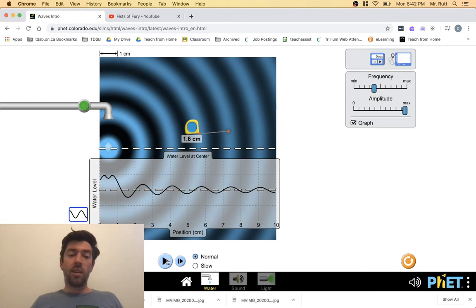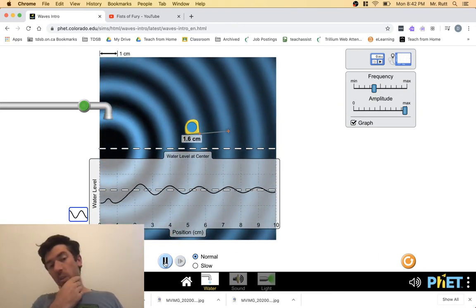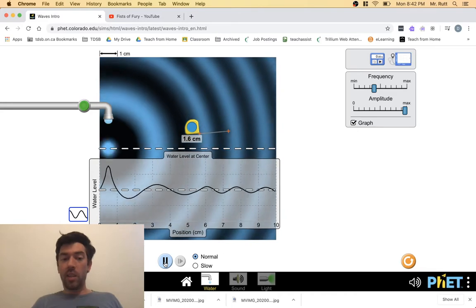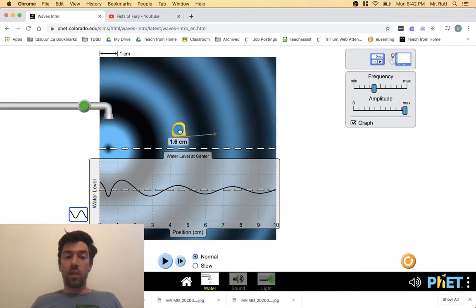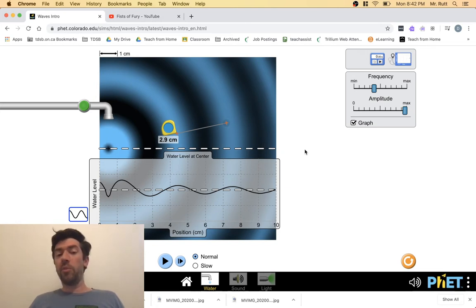If I lower the frequency, now we should be getting waves much less frequently, and we can measure how far apart the crests are. Let's say from about there to about there. I should make sure that I'm going in at a right angle to the side of the wave. Anyway, 2.9 centimeters. Now that's called the wavelength. This is a key piece of vocabulary for waves. The distance between one crest and the next crest is the wavelength.